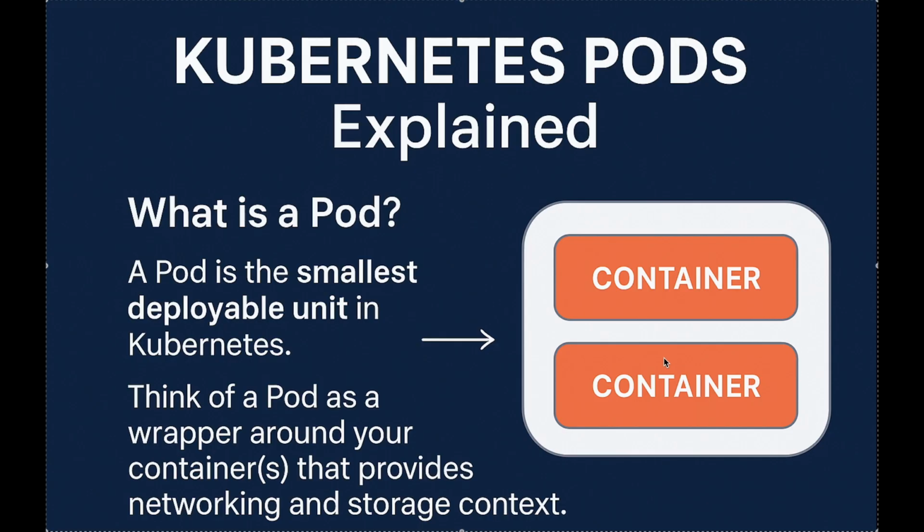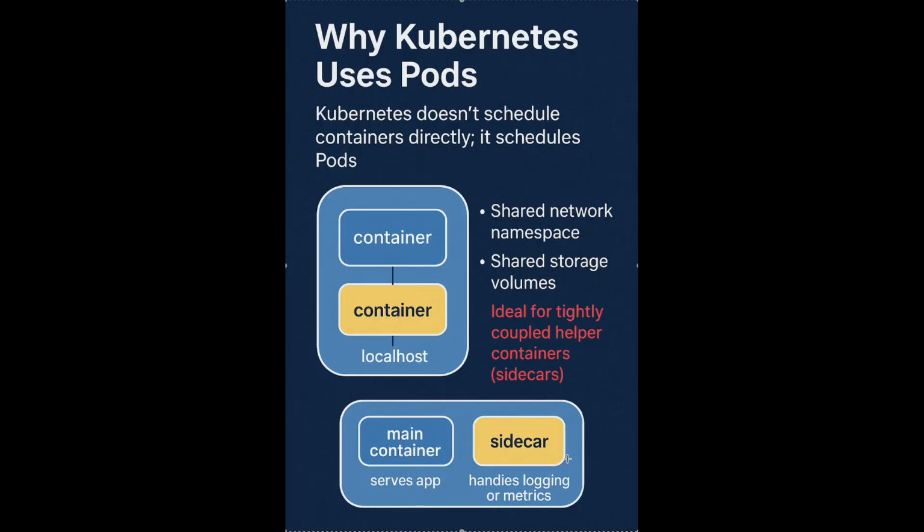So why does Kubernetes use pods? Kubernetes doesn't schedule containers directly; it schedules pods. So what is the benefit of using a pod instead of scheduling a container directly? We get a shared network namespace, so containers can communicate via localhost. We also get shared storage. Now you guys might be wondering, why doesn't Kubernetes just schedule containers directly? After all, Docker already does that, right?